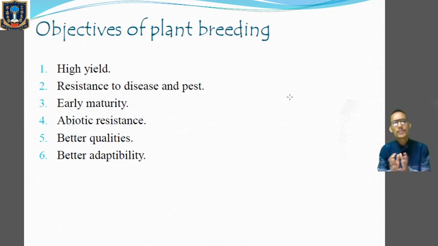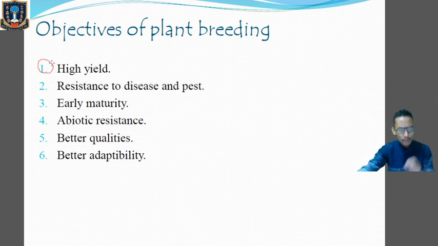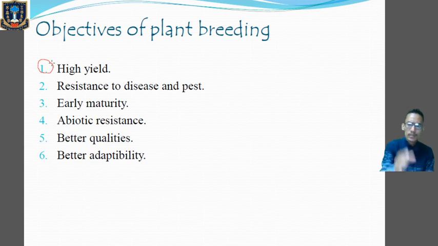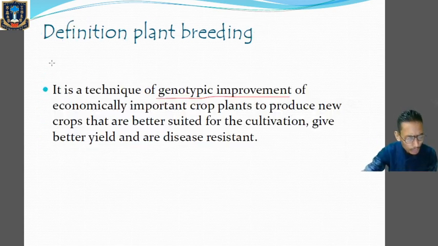Now, what are the objectives of plant breeding? The first objective, or the aim of plant breeding, is to have the plant with high yield or higher production. There might be an increase in the yield, and not only should there be an increase in the production of food grains, but the quality must be there. There must be improvement in terms of quality also. So improvement in the production and the quality of the food grain is the first objective of a plant breeding program.